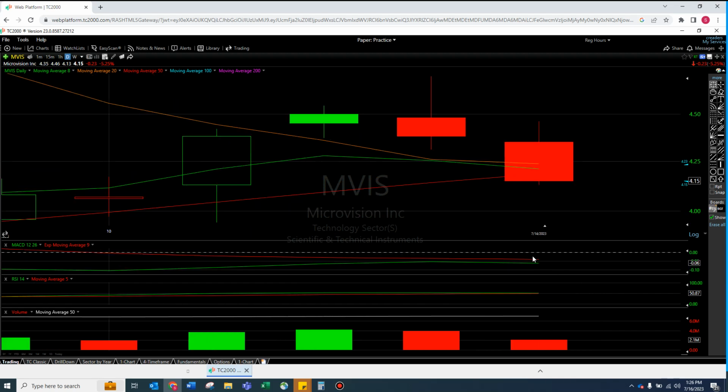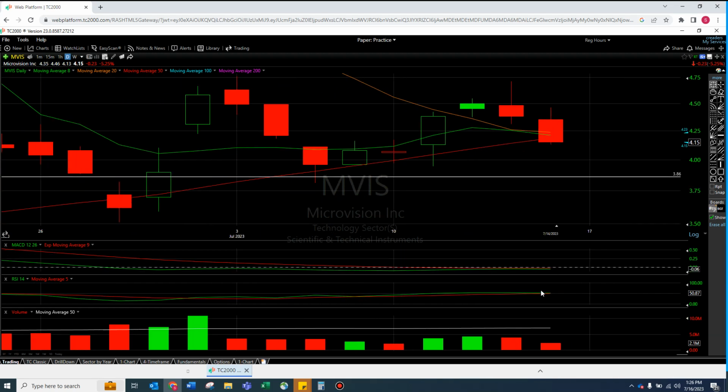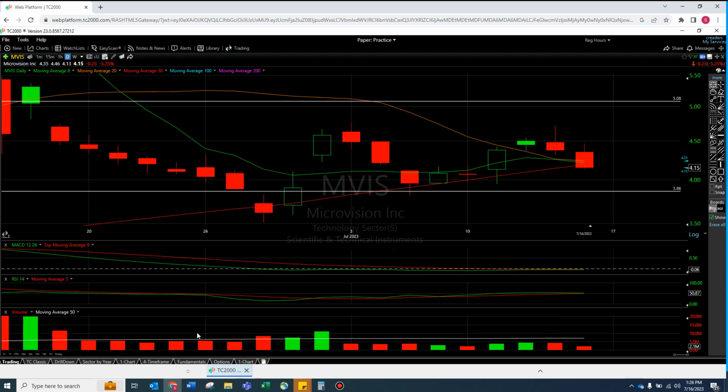And look, actually, you see red over green here and what looks like about to be red over green here. And man, more than anything, volume's just been pathetic.